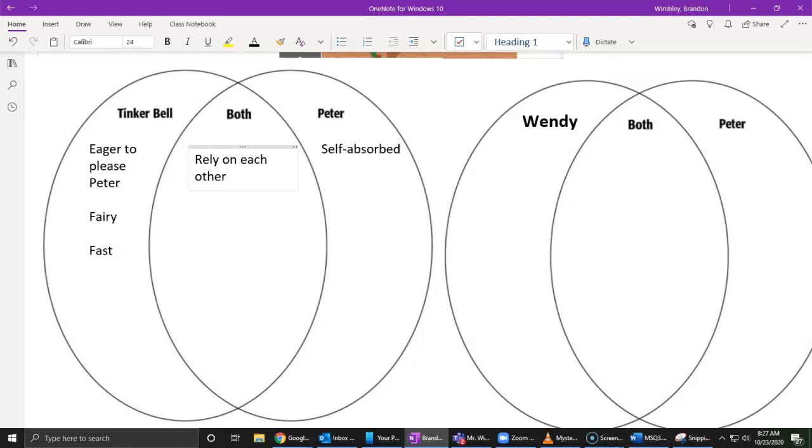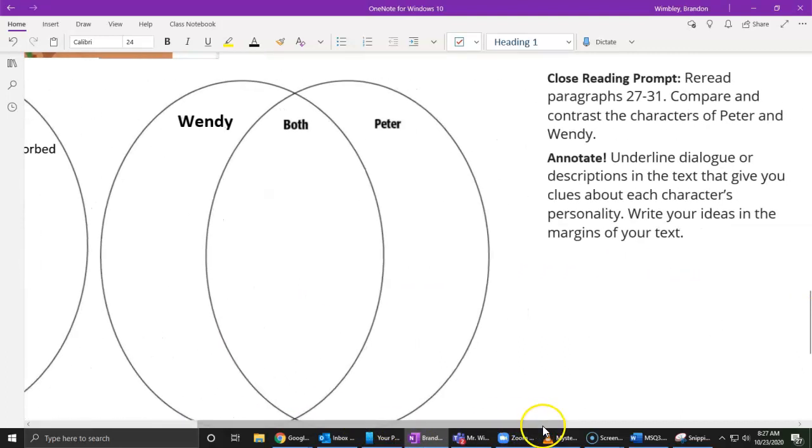Yeah, I think that's good. Tinkerbell and Peter are similar in that they both rely on each other. Peter depends on Tinkerbell to find his shadow, and Tink relies on Peter to carry her during her travels, as we saw in that paragraph too. So I'm now good. We're going to try our next Venn diagram, which is Peter and Wendy.